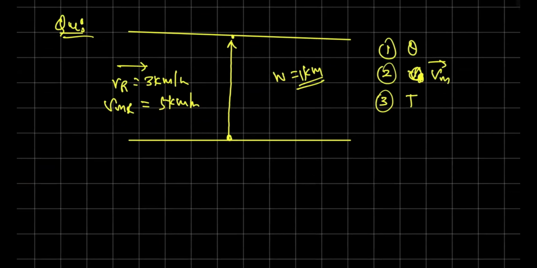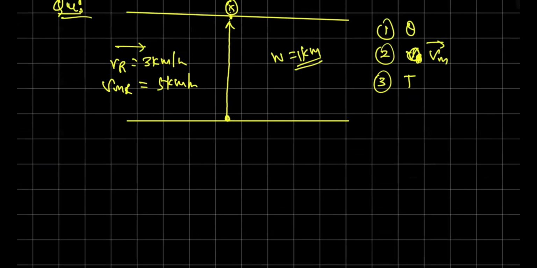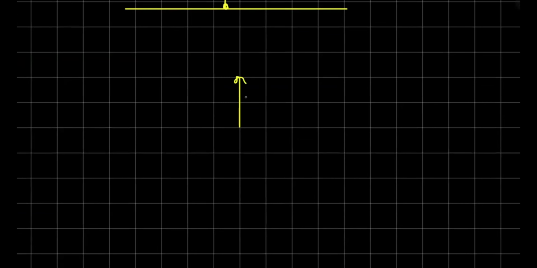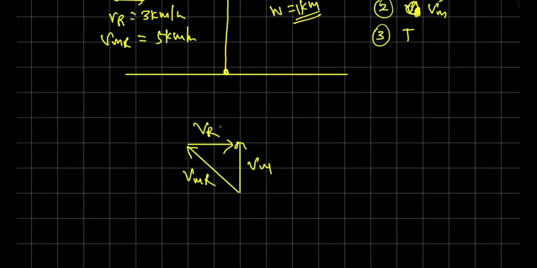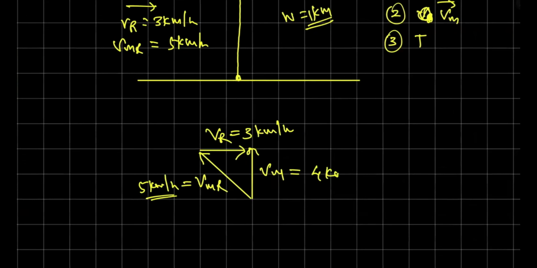Now we'll see this question. It has to reach this point directly. When it has to go directly to the opposite bank, the velocity of main should be in this direction. We already know the velocity of river is going to be this one. So this one is going to be my velocity of main with respect to river. This is given to you as 3 kilometer per hour, and this is given as 5 kilometer per hour. Using Pythagoras or vectors, you'll get this one as 4 kilometer per hour.